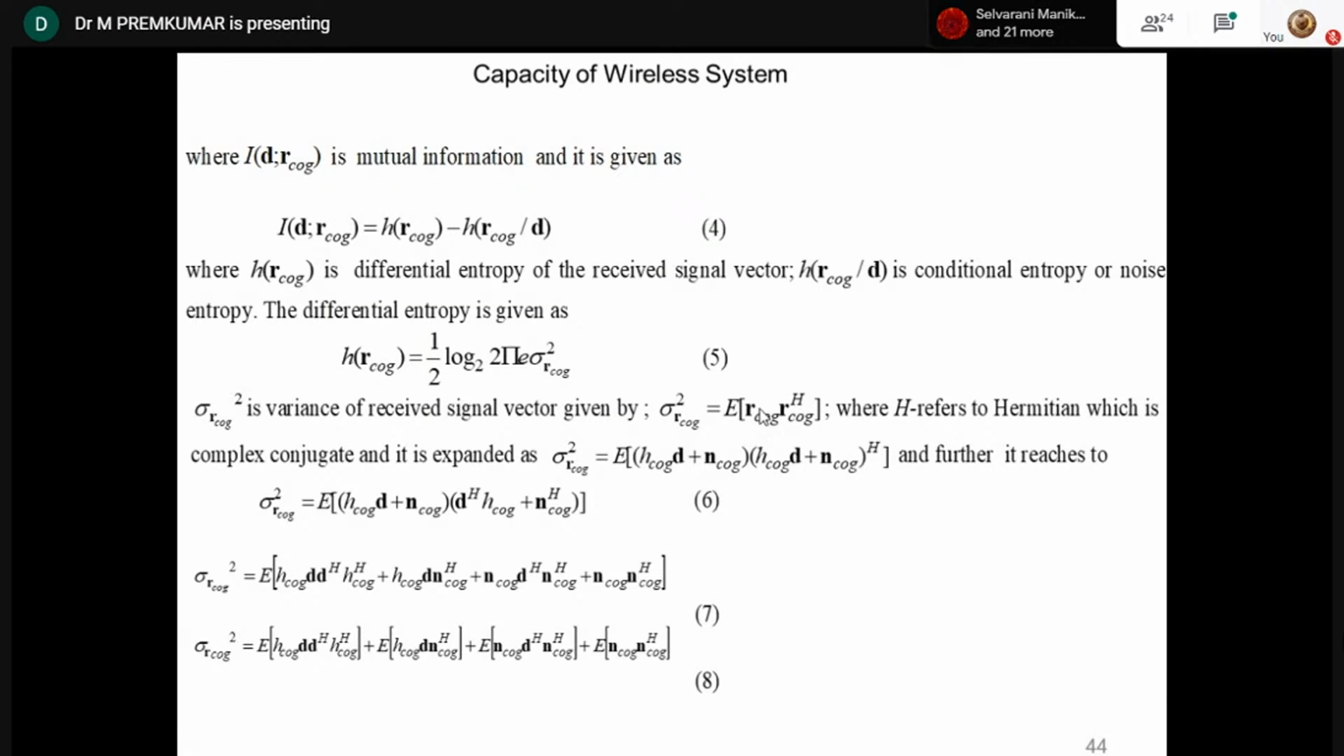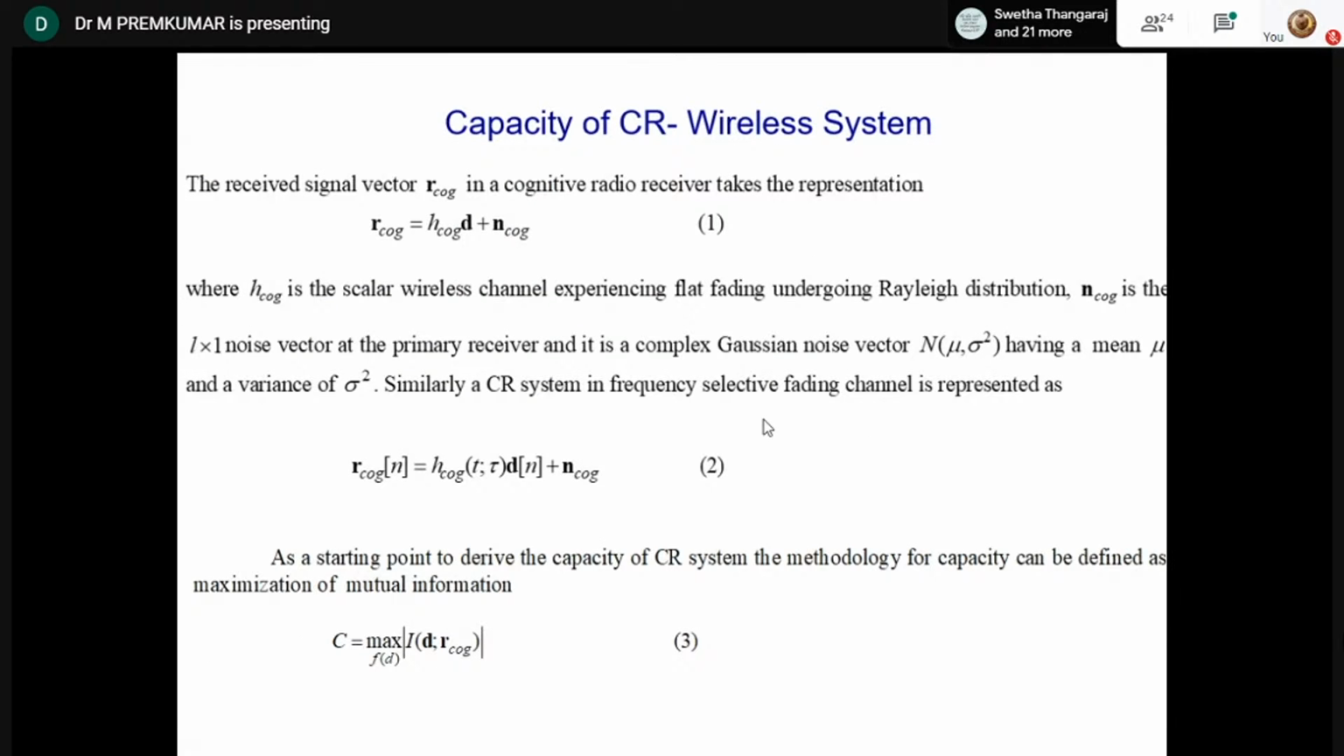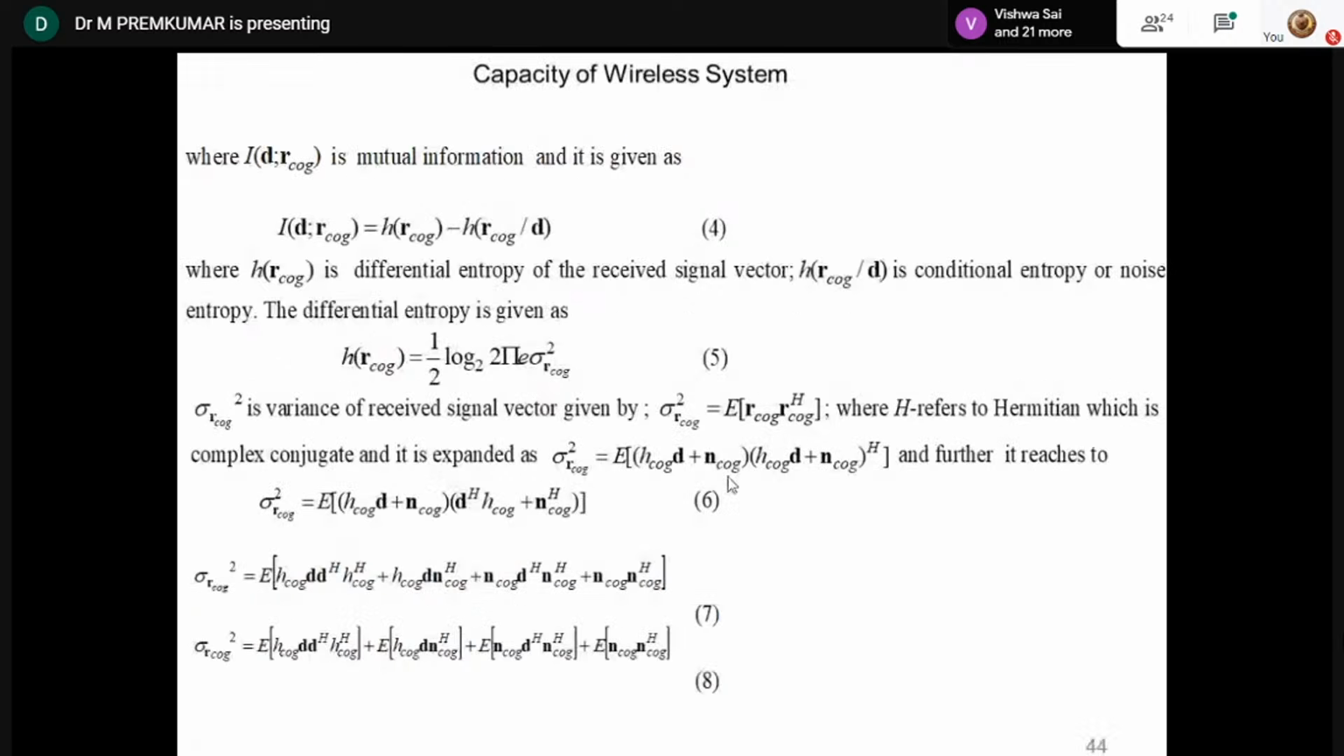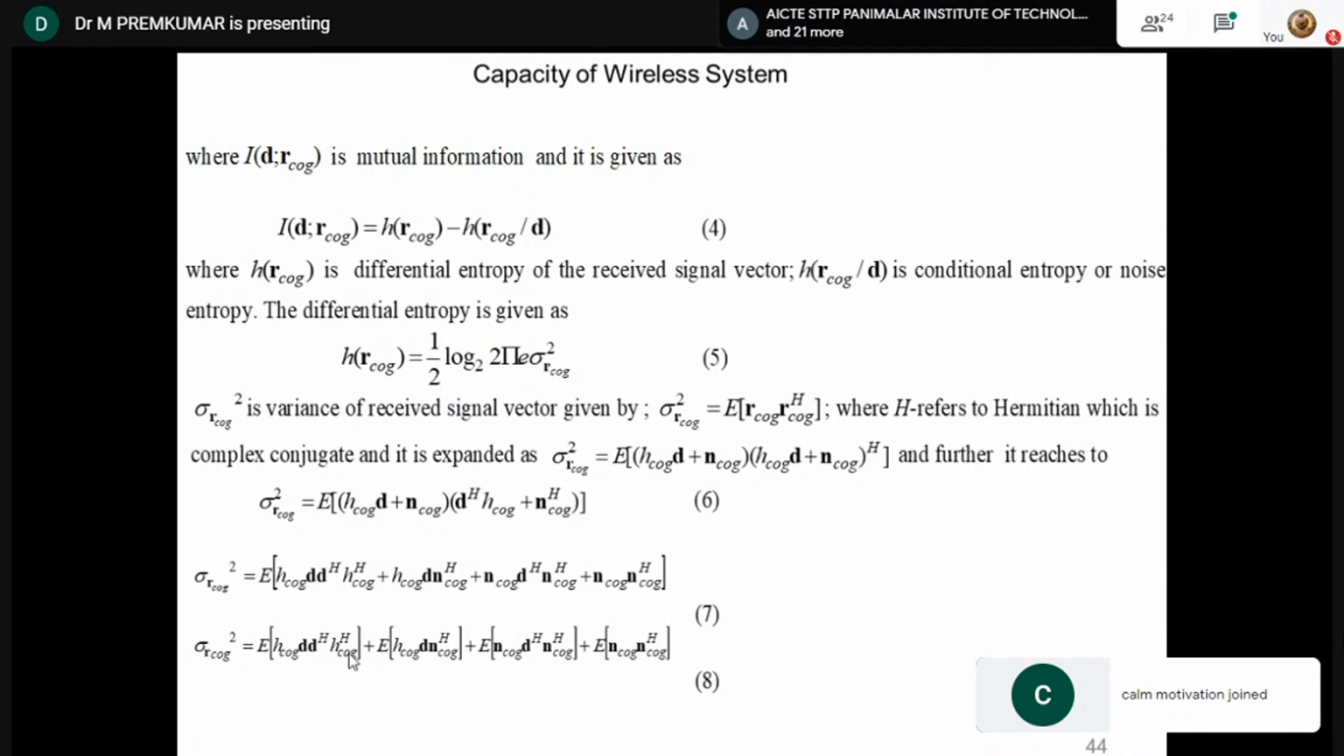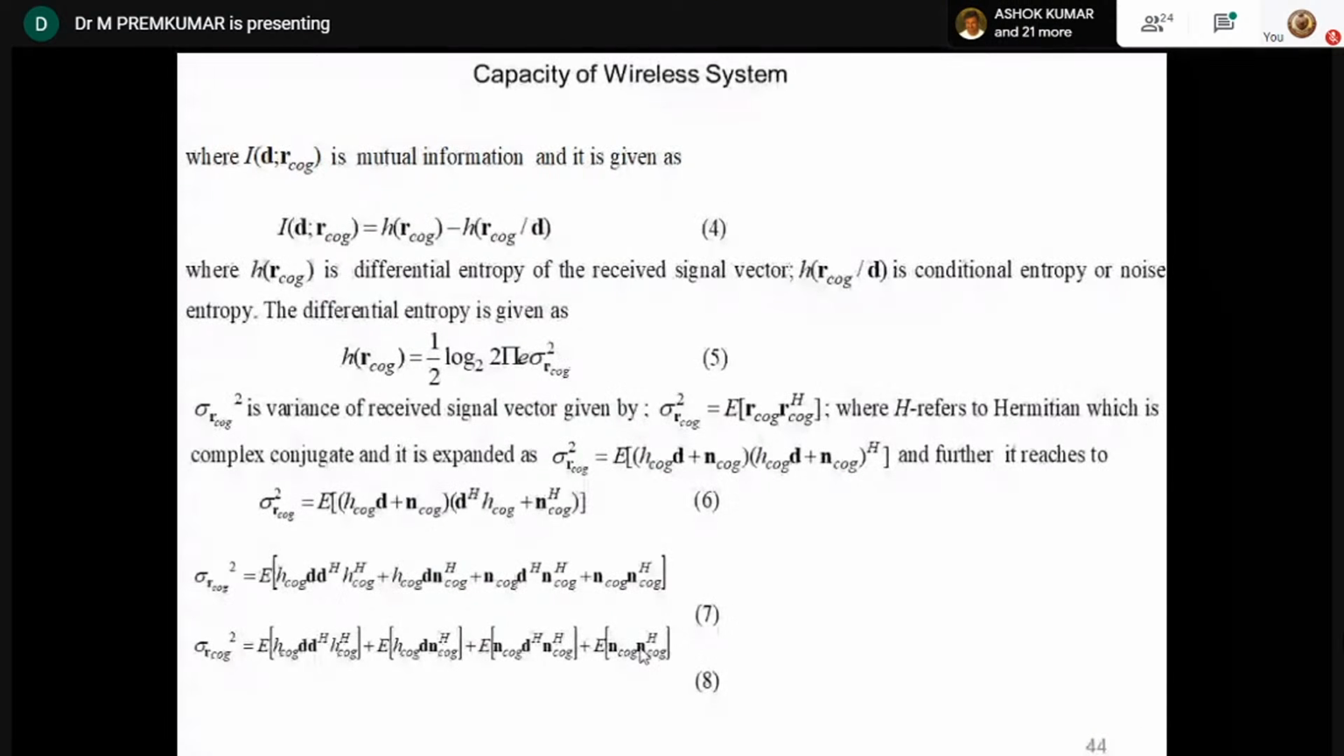Replacing R suffix COG, which is nothing but this first equation, we substitute it here, and we have R and R Hermitian. If you want to find the variance of this received signal, you just cross multiply these terms and rearrange the expectation. The expectation of a random signal depends upon the probability distribution. Noise is random in nature, so it has mean zero and variance one.